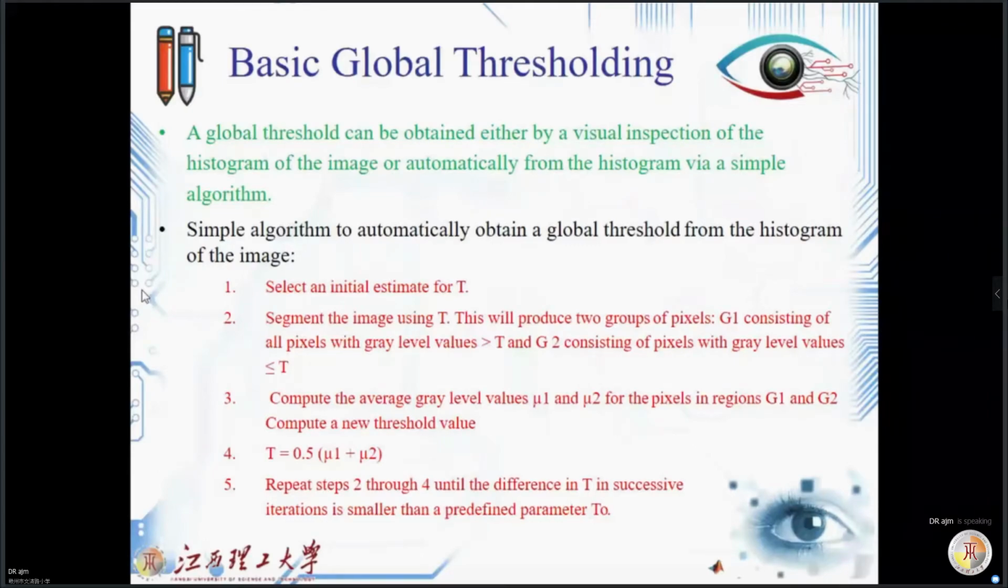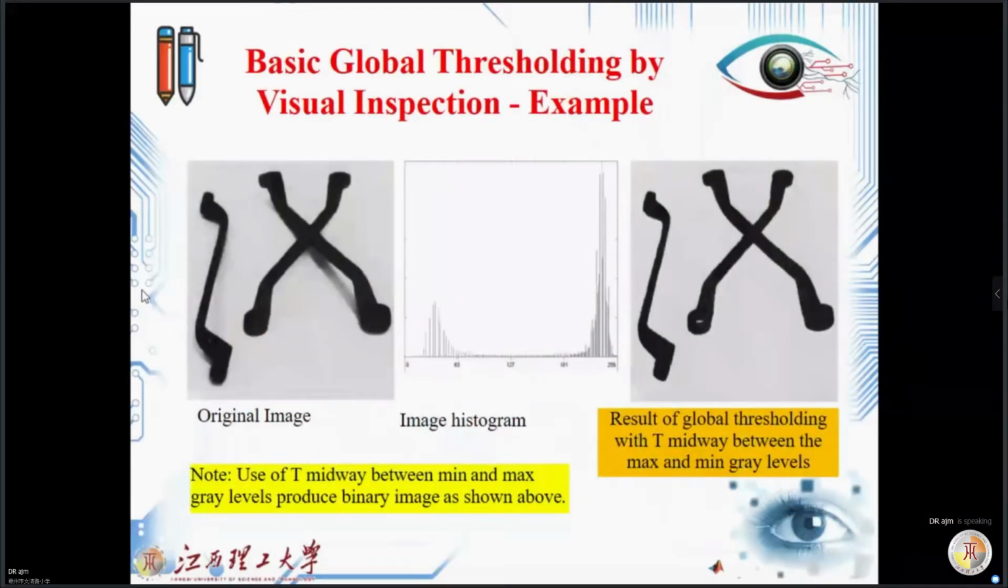Suppose I bring one sample here, in which the original image and image histogram are shown, and the result based on global thresholding, with T midway between the max and minimum gray level, is indicated here. What changes you can see from this is that the hole will be clear here, and the image is much smoother. Something we should mention is that using T midway between min and max gray level produces the binary image as shown in the figure.